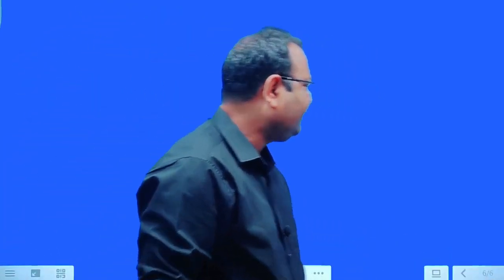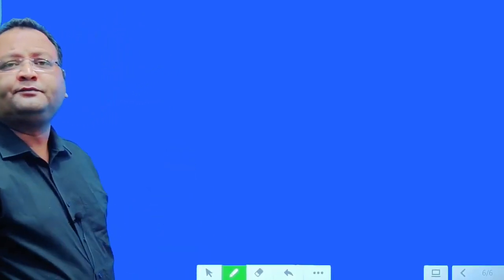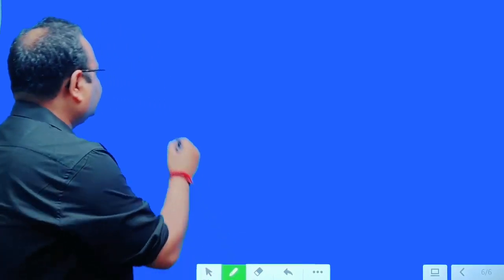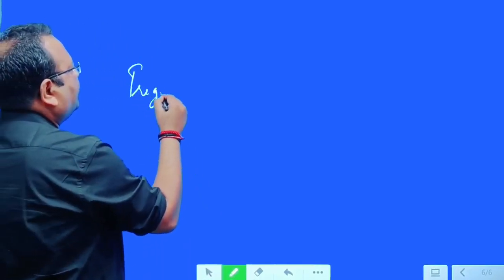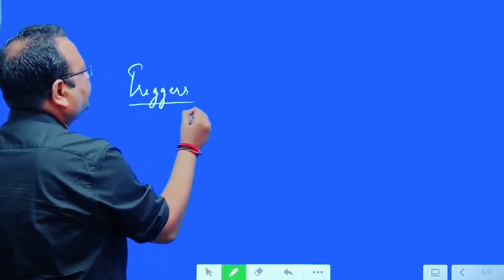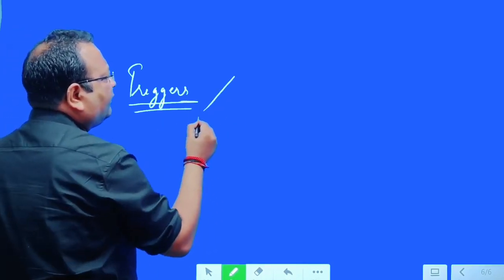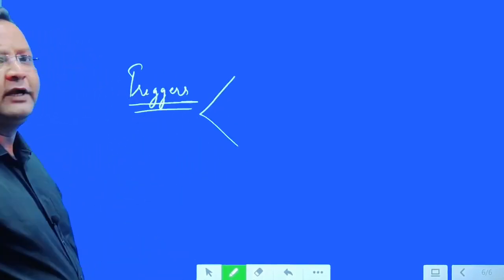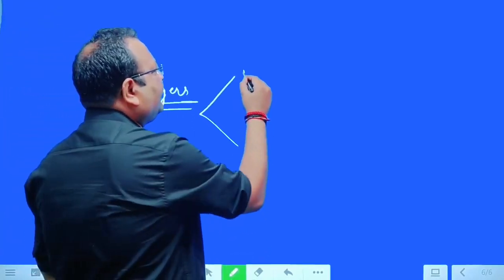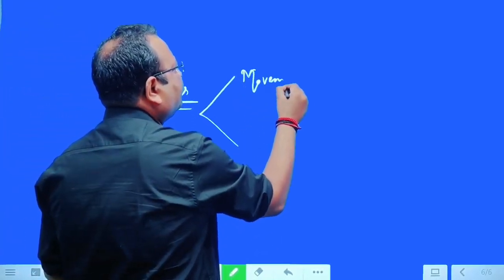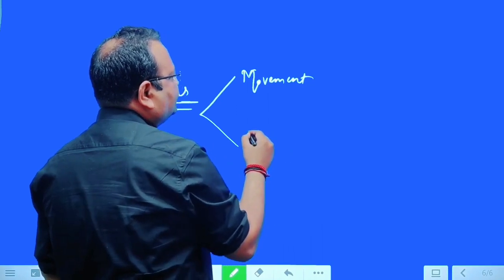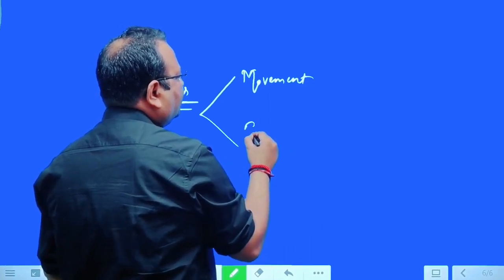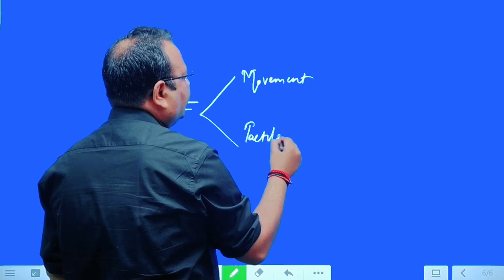Now coming to the most important point, the exacerbating factors, or we can also say the triggering factors. Triggers can be of two types: one is your movement and the other is your tactile.